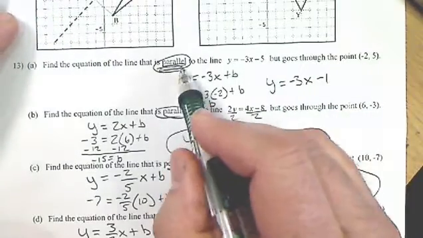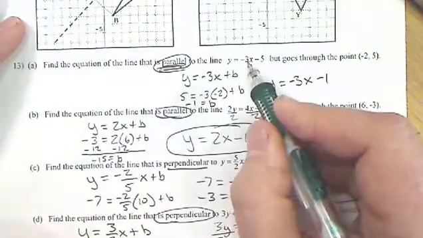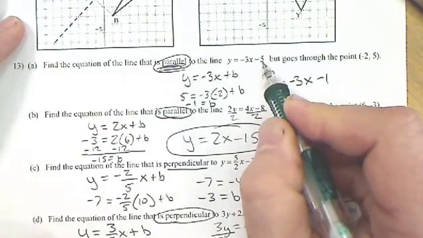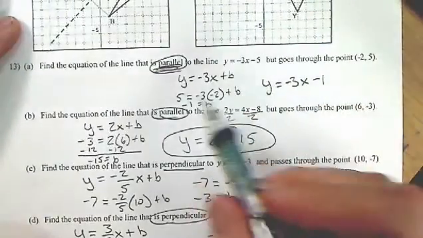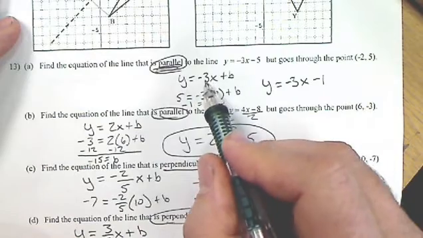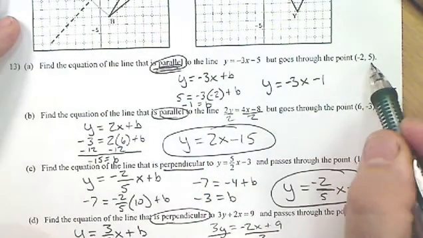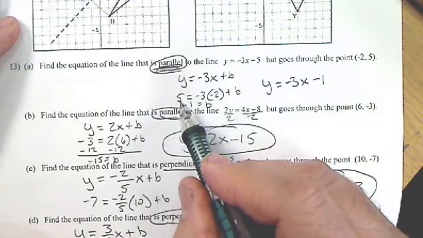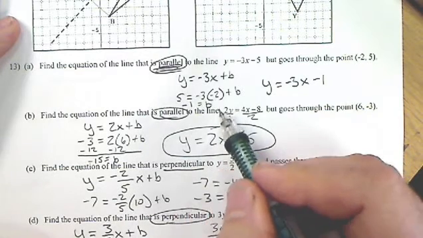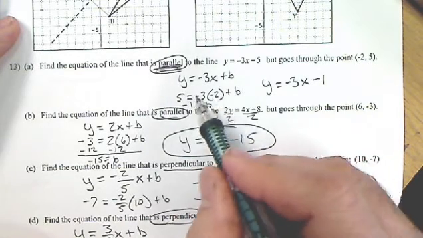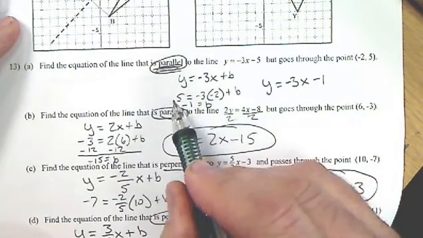Parallel lines, that means the slopes are the same. I don't know anything about the y-intercept, but I know the slopes are the same. So I put the slope in, and I find my b. Plug in the point. 5 is my y, 2 is my x, or -2 is my x. Multiply that is +6. Subtract 6 from both sides, you get -1.